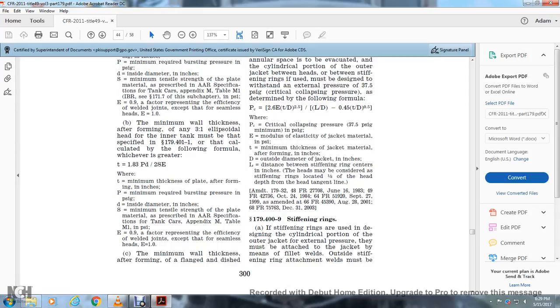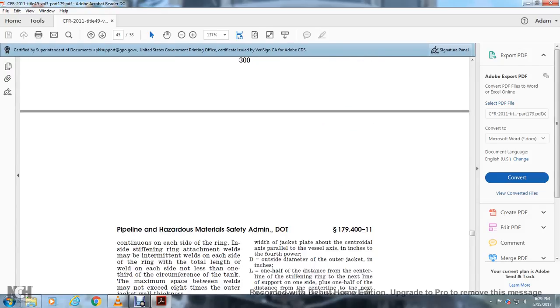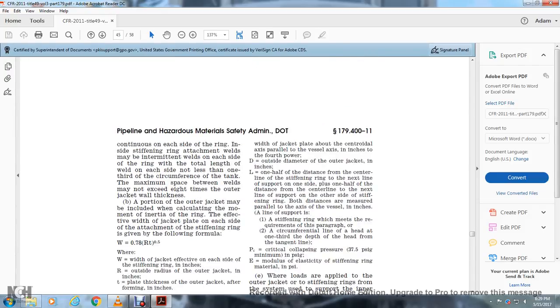179-409 Stiffening rings. If the stiffening rings are designed for the cylindrical portion of the outer jacket for external pressure, they must be attached to the jacket by means of fillet welds. Outside stiffening ring attachment welds must be continuous on each side of the ring. With the inside stiffening ring, the attachment weld must be intermittent welds on each side, with the total length of the weld on each side not less than 1/3 of the circumference of the tank. The maximum space between the welds may not exceed 8 times the outer jacket wall thickness.